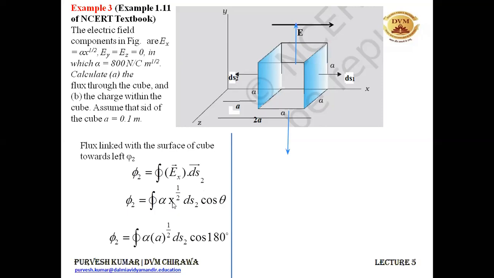In place of x, I have replaced A. Why so? Because the distance of this surface from our origin is A. So this surface is at origin A, that is, the distance on the x-axis over here is A. So in place of this x, I have written A. I do hope it is clear. In place of this x to the power half, I have written A to the power half. Why so? Because the distance of this surface from which we are calculating the electric field, electric flux, is A.